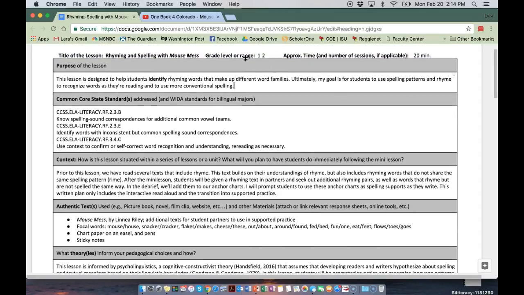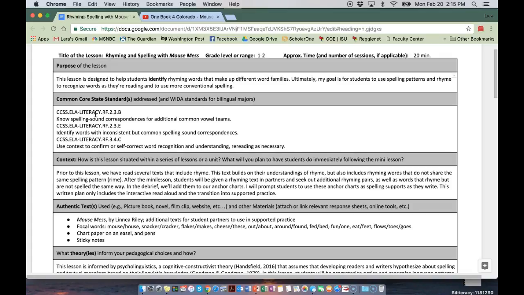This is a lesson I designed for grade levels, maybe 1 and 2. I could do this with third grade, depending on the group. And it could also be an advanced lesson for some kindergartners who are already reading and show they have a pretty good understanding of some word families and are thinking in more complex ways about some spelling patterns and rhymes. Ultimately, my goal here is for students to use spelling patterns and rhyme to recognize words as they're reading and to use more conventional spelling when they're writing.